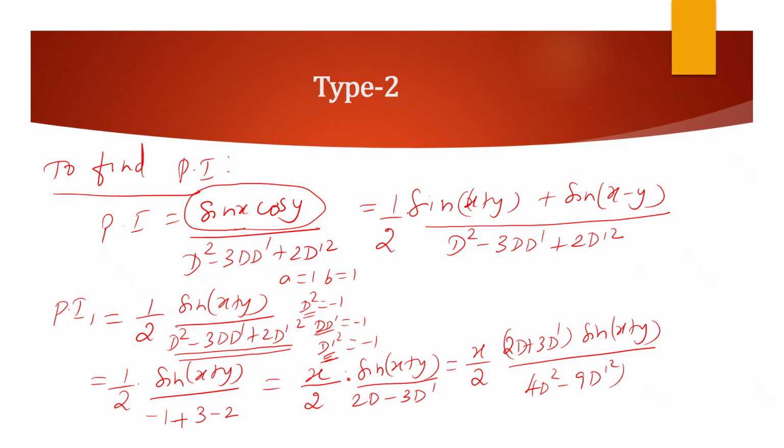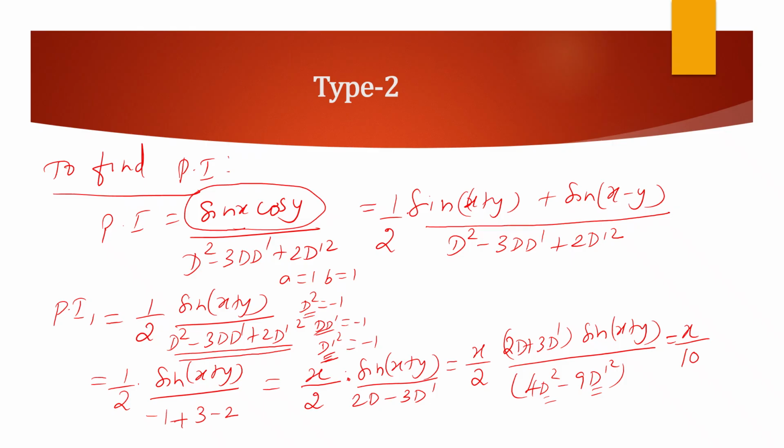in the denominator, 4D square minus 9D dash square. Now when you replace D square and D dash square, D square is minus 1 and D dash square is minus 1, so that comes as minus 4 plus 9, which is plus 5. So you are getting x by 10, since we get 5 from this D term. So 5 into 2, we are getting 10.